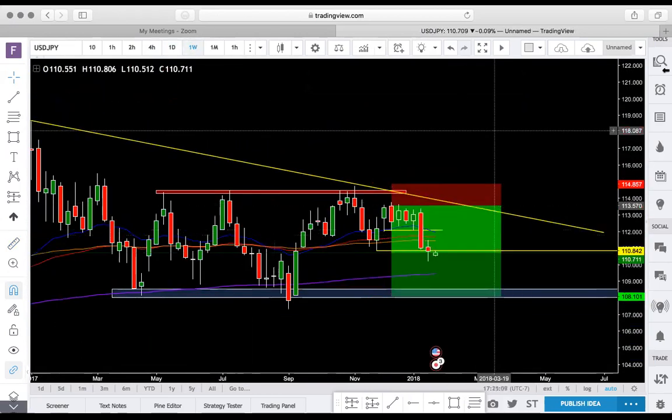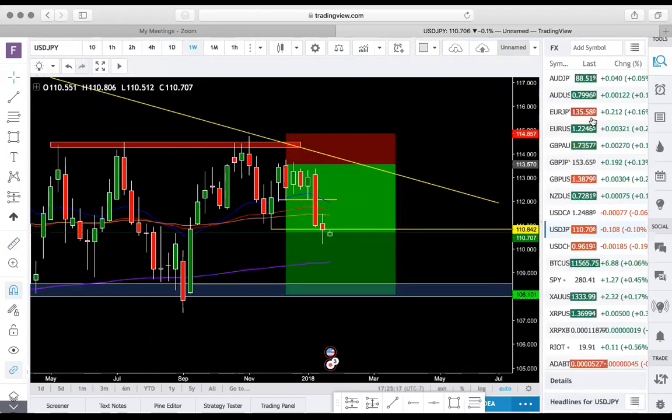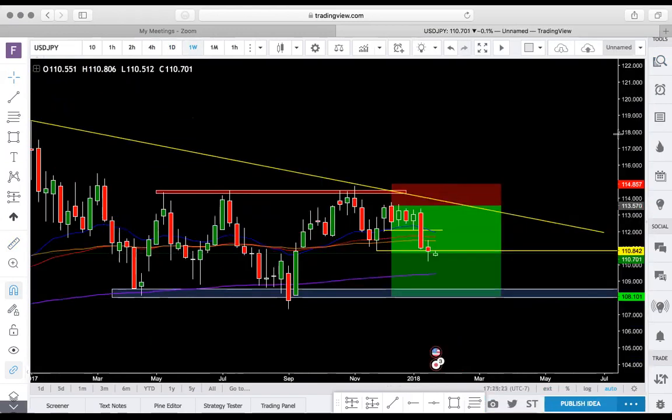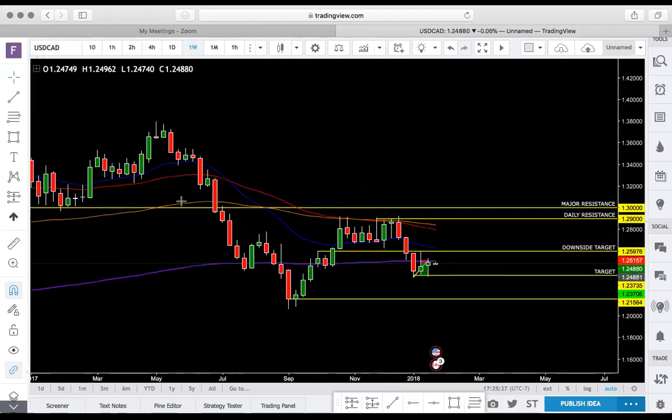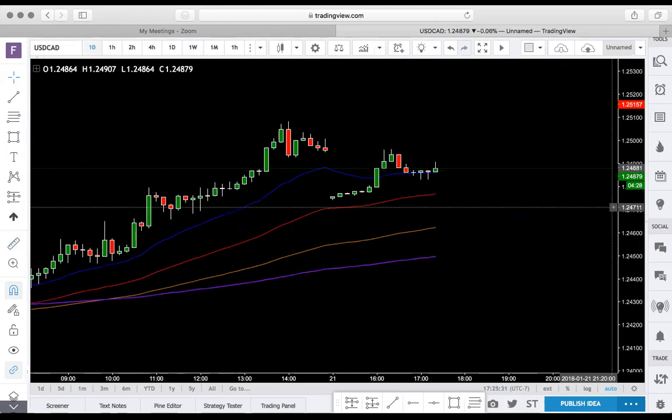All right. Now, any questions on any other pairs that you guys want me to look at? I wanted to look at USD CAD. Now this one, Carlos and I were looking at this one.